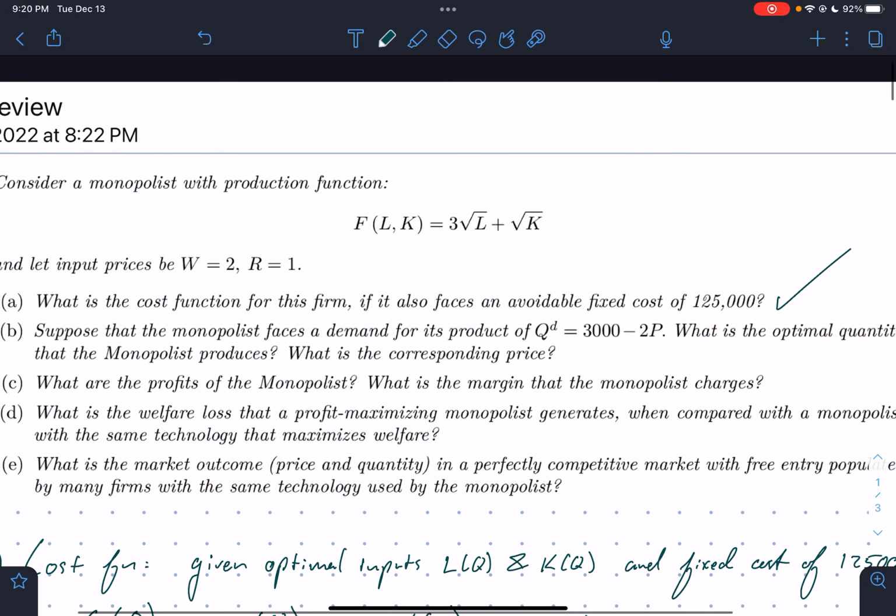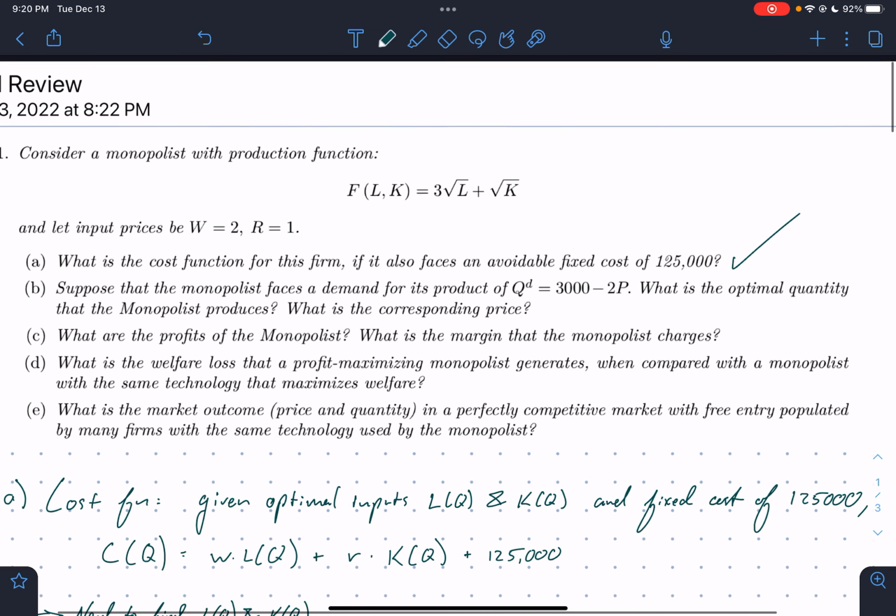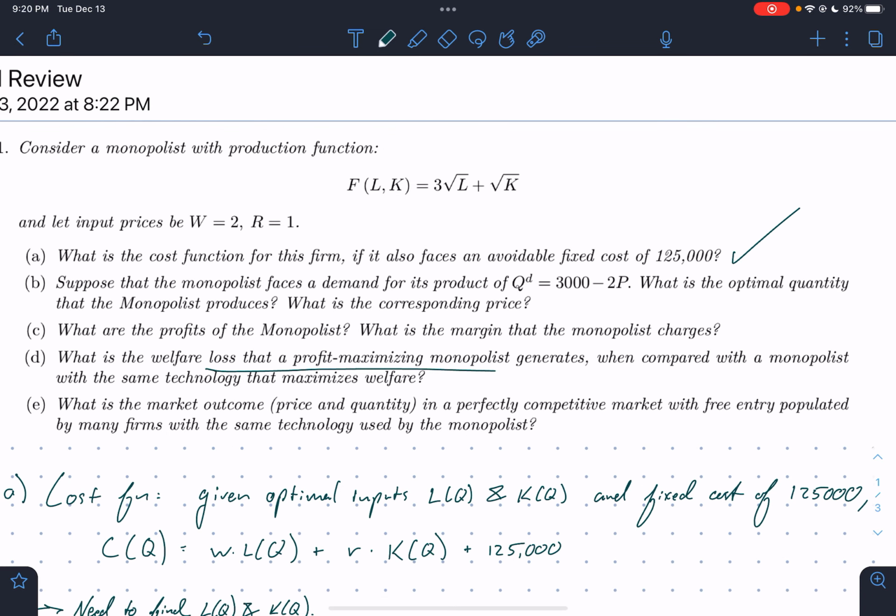All right, now we need to find the welfare loss that a profit maximizing monopolist generates when compared with a monopolist with the same technology that maximizes welfare. So to do a comparison, we need to find what the welfare would be under this scenario where a monopolist is trying to maximize welfare. Then we'll compare that to what we found here.